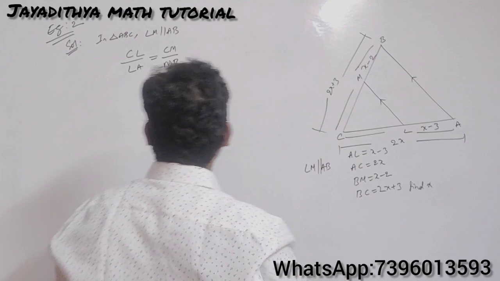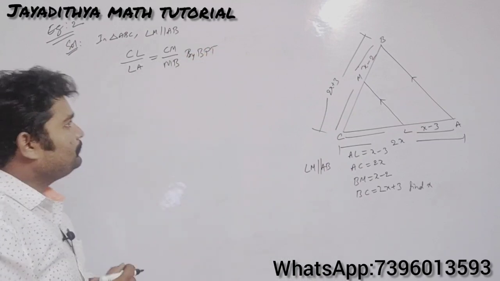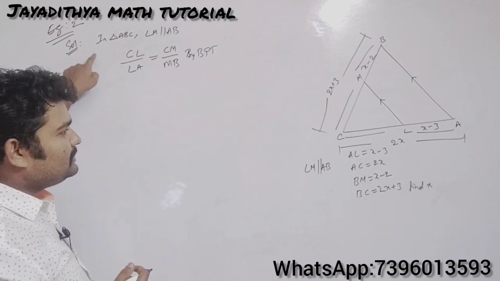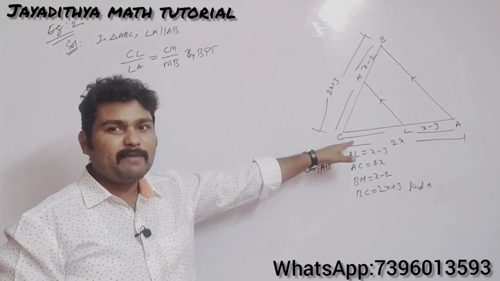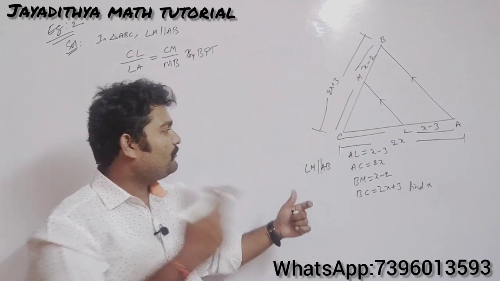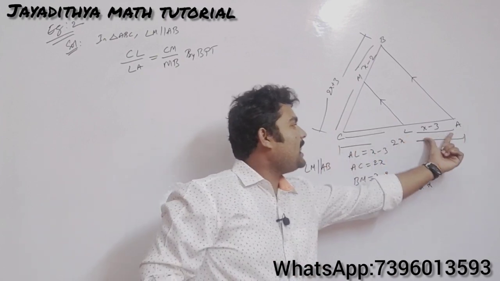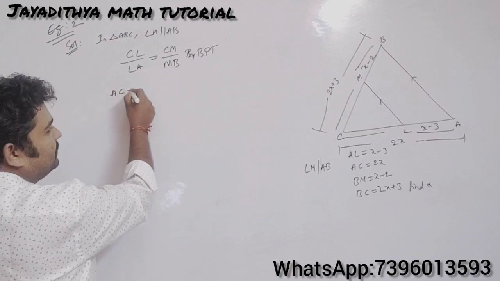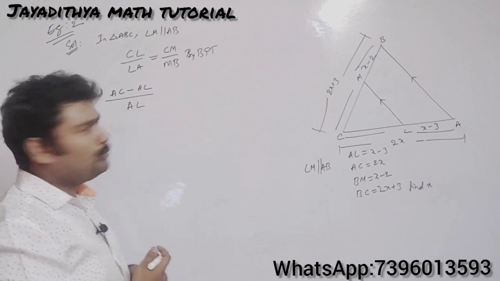By the basic proportionality theorem, you will be writing like this, by BPT. What are the dimensions we have? Let us try to substitute the values there. First of all, CL. Do you have CL? You don't have any CL here, right? The CL dimension is not given, but we can get it from AC. If you subtract AL from AC, you will get CL. So I am writing that: AC minus AL by AL, LA or AL, both are correct here.